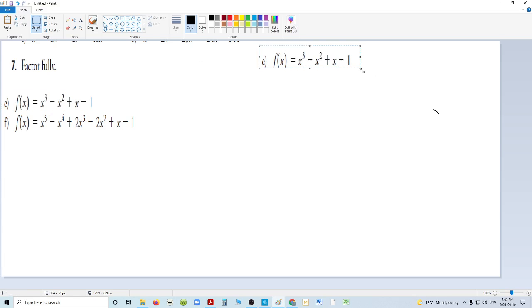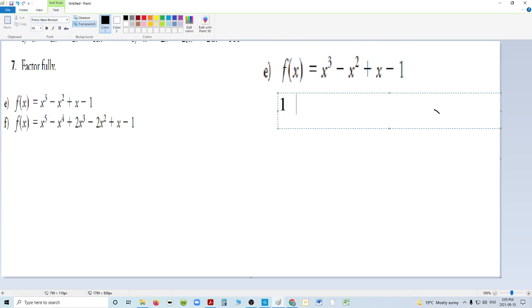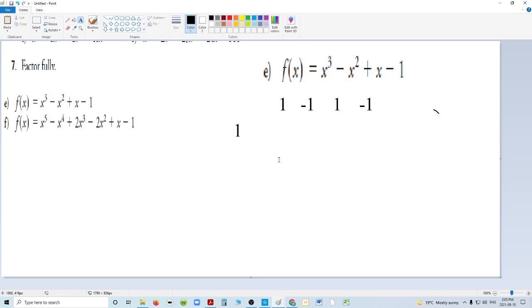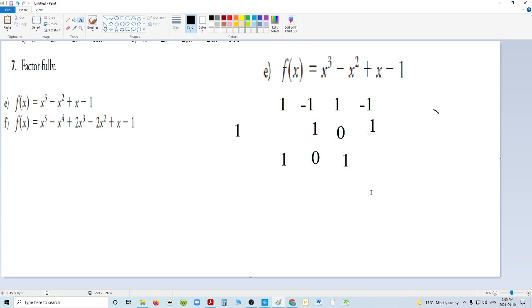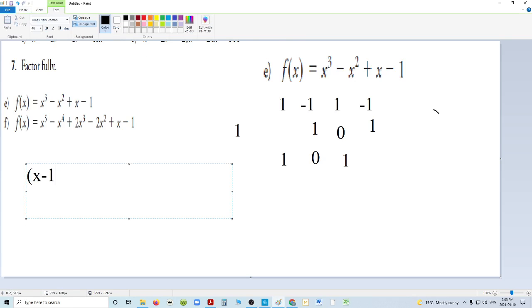Okay. This one's a little easier because it's only a cubic. These are the coefficients. So you can see we're probably dealing with 1 or minus 1. Yeah, there's one of them. So after factoring out x minus 1, I'm left with x squared plus 1.